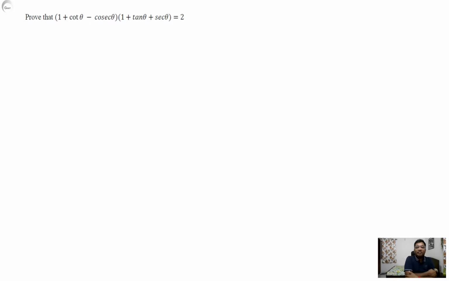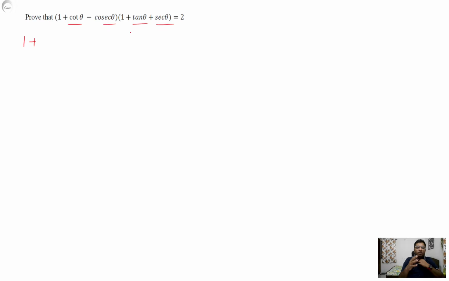Okay, so I don't think the praying might help in this one. We might have to actually do some maths here. So let's see. So we have a 1 plus cot and cosec, tan and sec. Now, please understand, cot and cosec are directly related to each other, and tan and sec are also directly related to each other. So there could be multiple ways to approach this question.